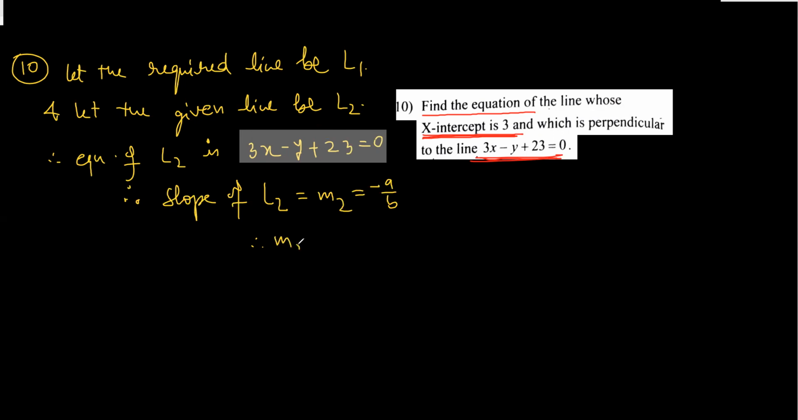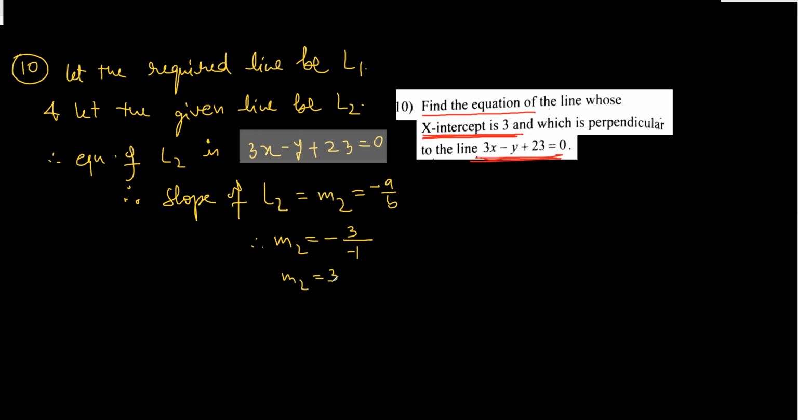So here M2, L2 slope, I assumed it as M2. So minus of A, what is A? 3. Okay, minus of A. See, this is minus A upon B. So this minus, and then I write A value. A is 3. And what is B? B is minus 1. See, the coefficient of y is minus 1. So what does it become? M2 is 3.